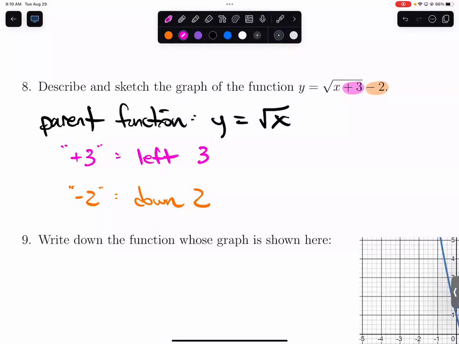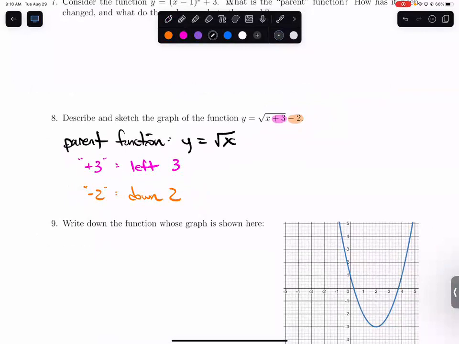Okay, so where does this end up then? If I take a square root function, shift to the left 3, and then down 2, that point that used to live at the origin would be where? -3, -2.